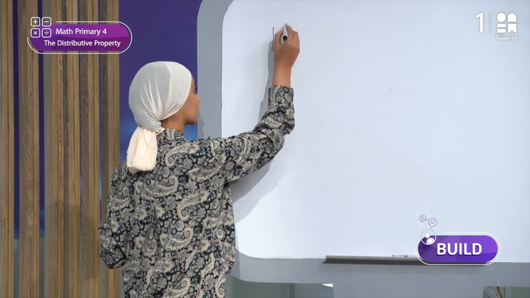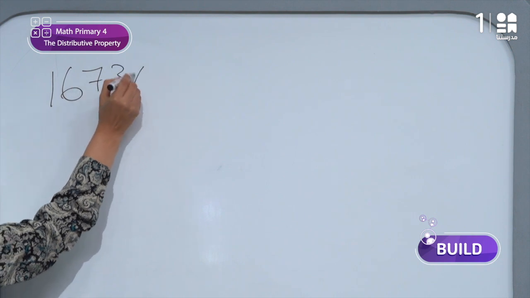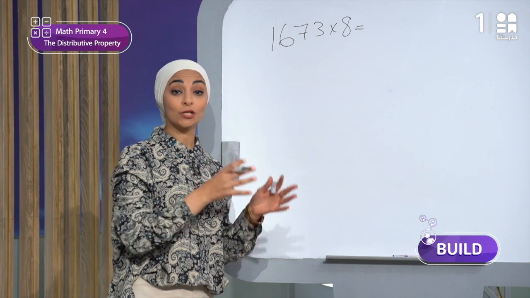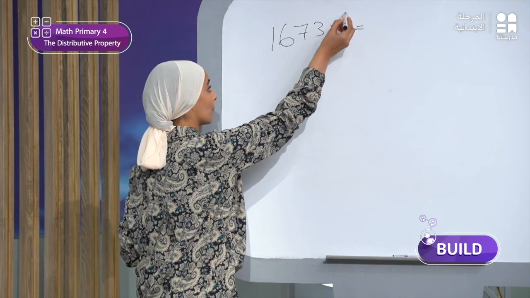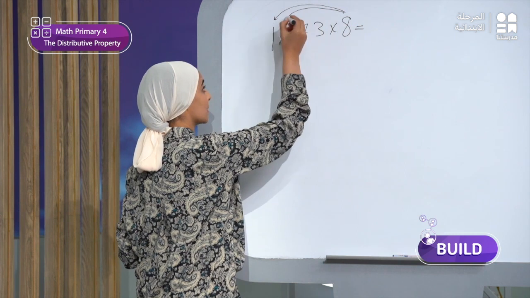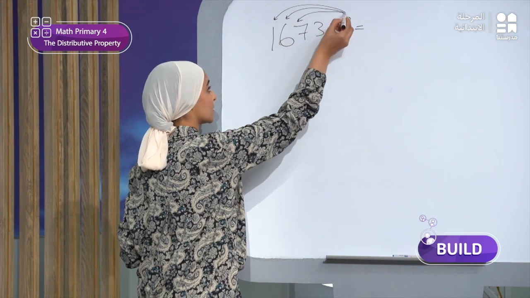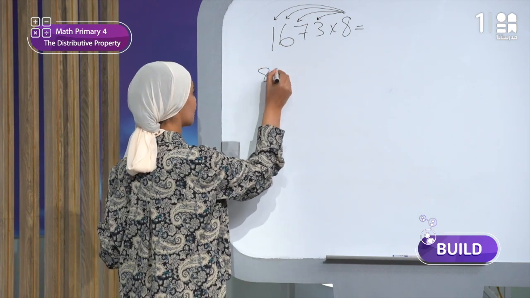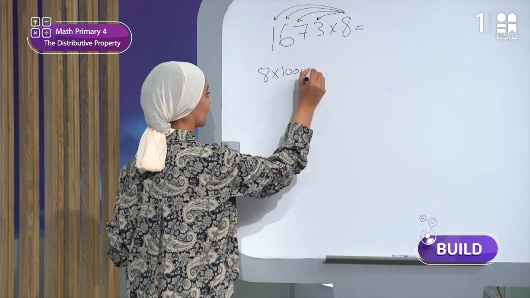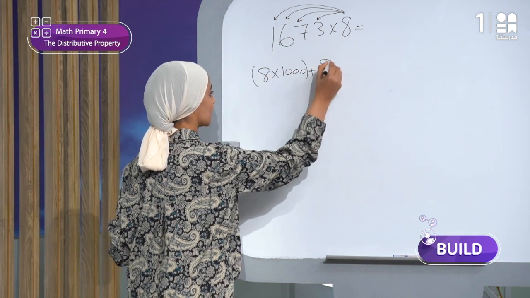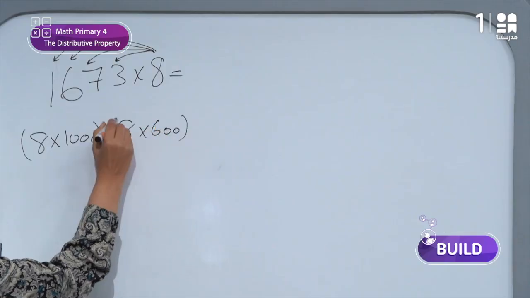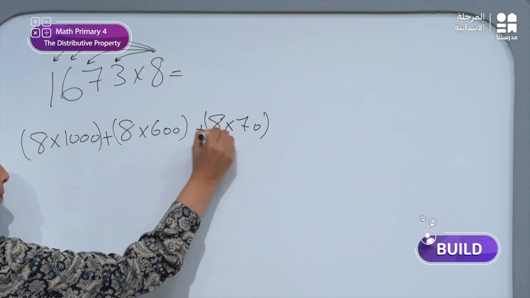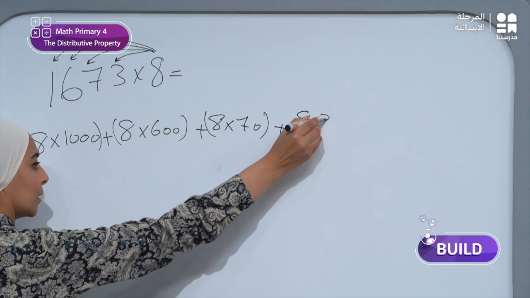Let's write it. 1673 times 8. What will I do? I will distribute 8 to the values of the second number. So once I will do 8 times 1000, once 8 times 600, once 8 times 70, and once 8 times 3. Let's write it. So 8 times 1000 plus 8 times 600 plus 8 times 70 plus 8 times 3.